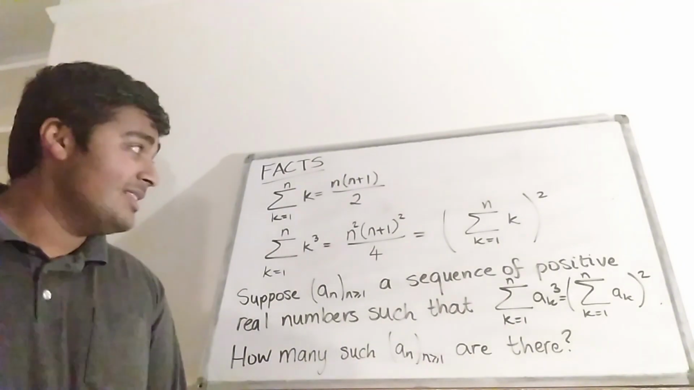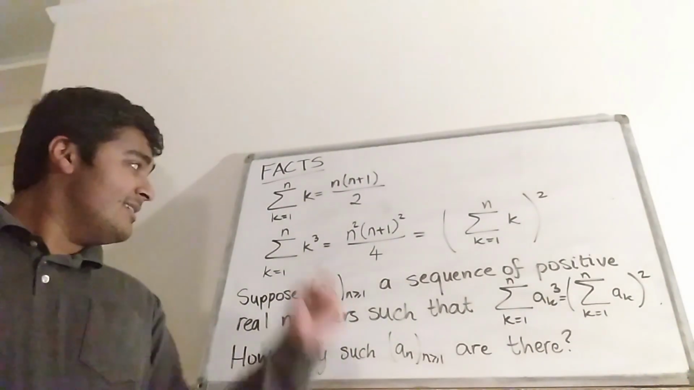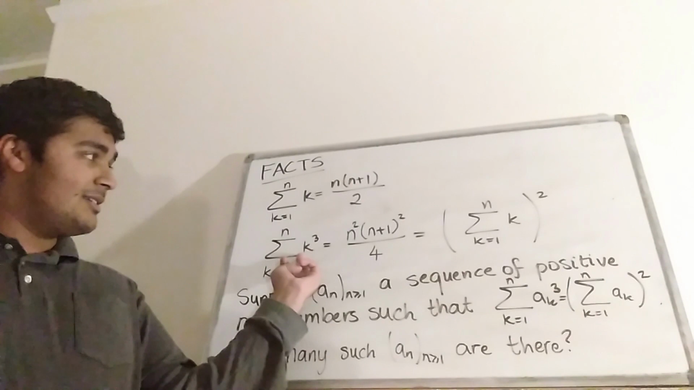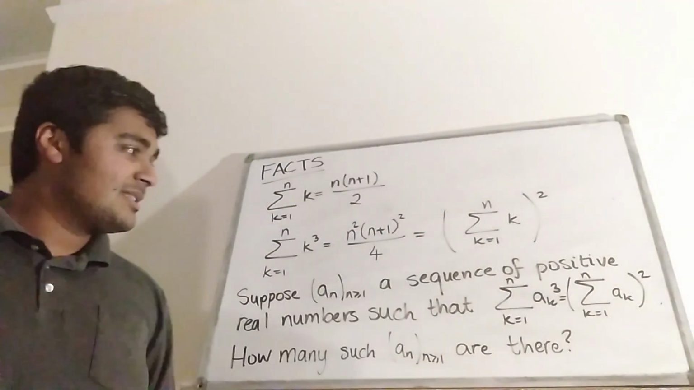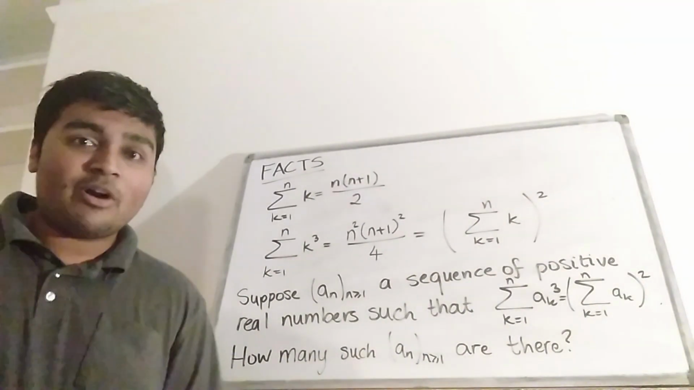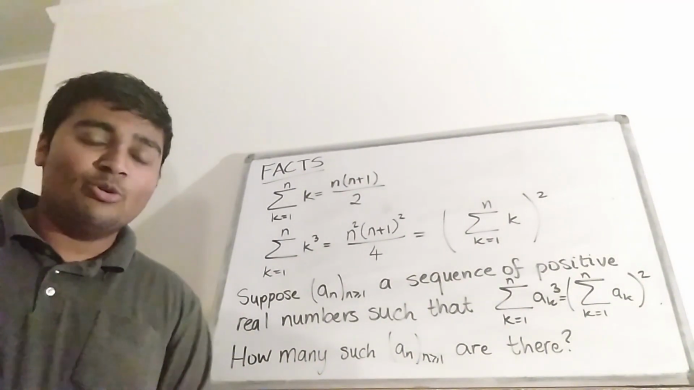Now, of course, there's at least one, the case where a_k equals k, because this is a fact we already know. We can prove both of these results by induction. That's fine. But we want to know, are there any more? And if there are, how many more are there?